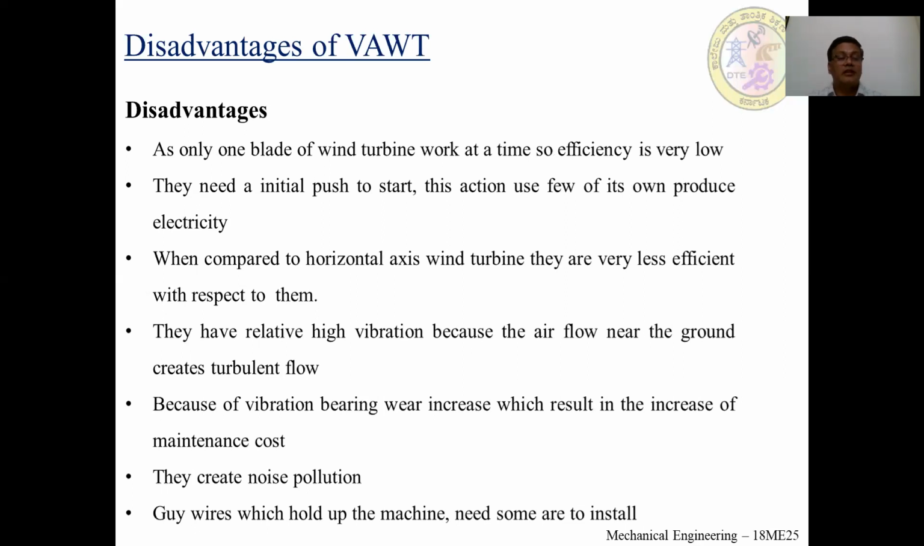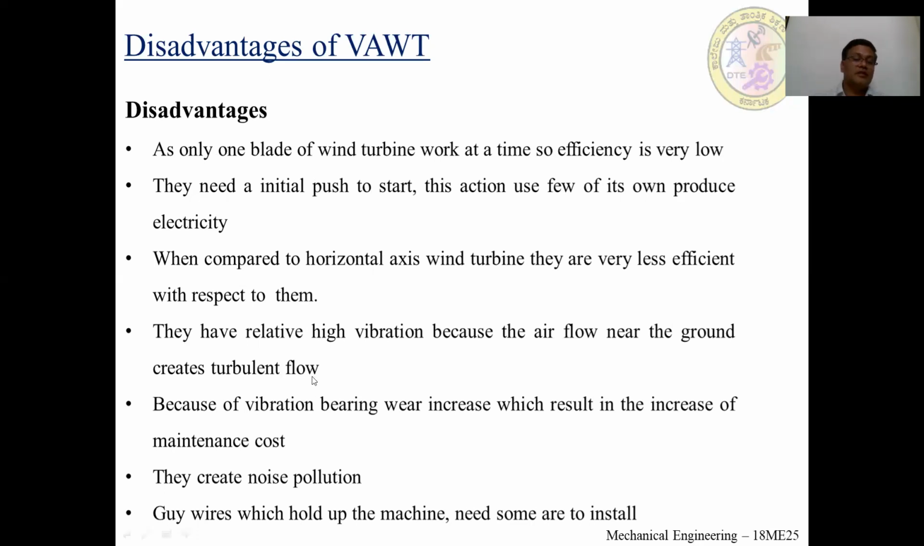And the third one is that when compared to the horizontal axis wind turbine, they are very much less efficient because of so many technical factors. Like blade size, shape, what kind of shape we are using, at what height we are placing. All these matter. So based on this, we can say it's giving lesser efficiency. And the next disadvantage is vibration in the bearings, which results in an increase of maintenance cost.